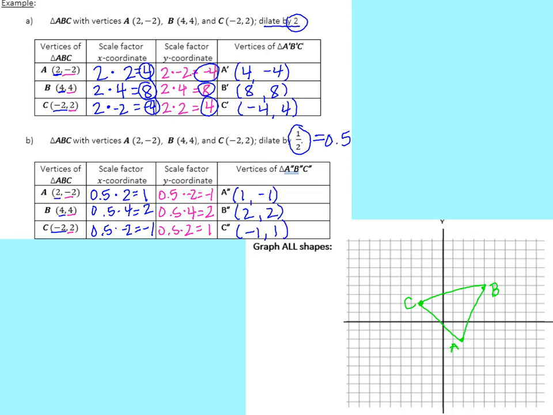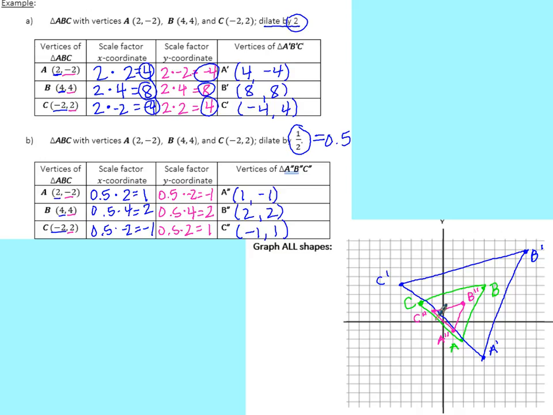And then go ahead and draw the next two shapes, A prime, B prime, C prime, and A double prime, B double prime, and C double prime. And then check your work with the drawing on the video. So here's the shape you should get for A prime, B prime, C prime. And then here's the last shape you should get for A double prime, B double prime, C double prime.